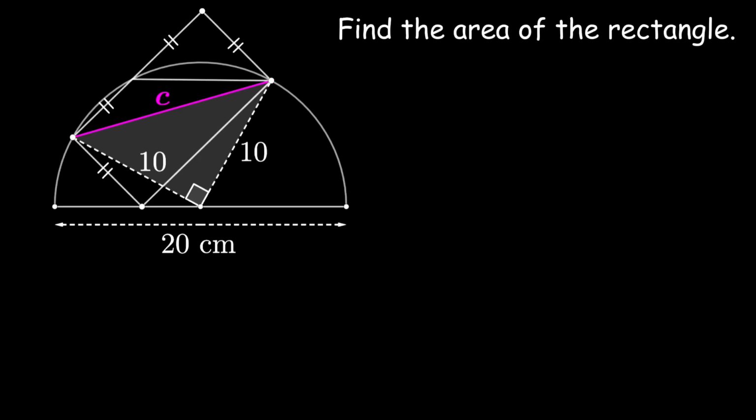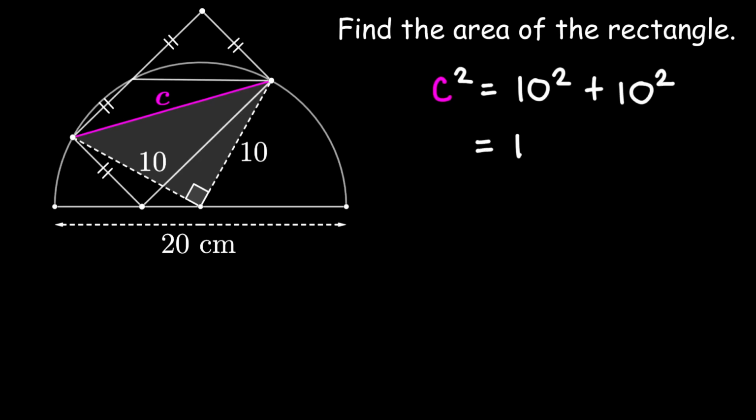If we draw an arc C as shown, we form a right triangle where the legs are equal to the radius of the circle. The radius is 10 centimeters, which is half the diameter 20 centimeters. Let's use the Pythagorean theorem to solve for C. C squared is equal to 10 squared plus 10 squared.